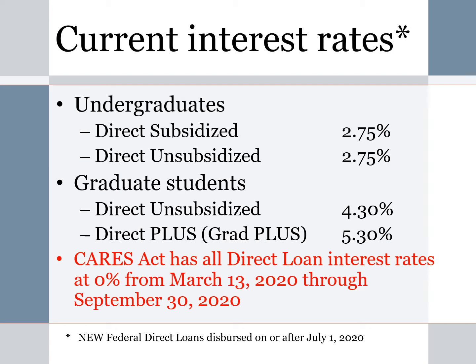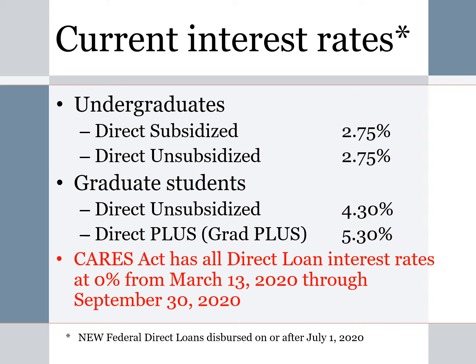Now let's take a look at current interest rates. And folks, these are for new loans, new direct loans dispersed on or after July 1, 2020. For undergraduates, the rate on direct subsidized and direct unsubsidized loans is 2.75%. And once again, that's fixed for the life of the loan.